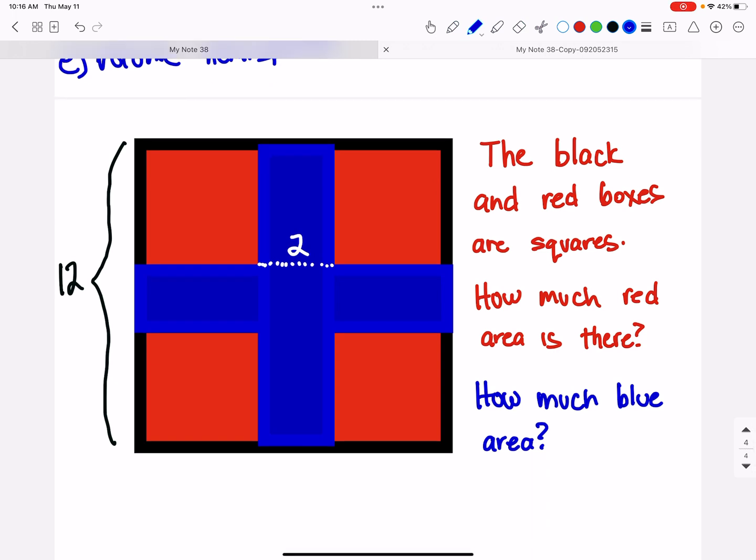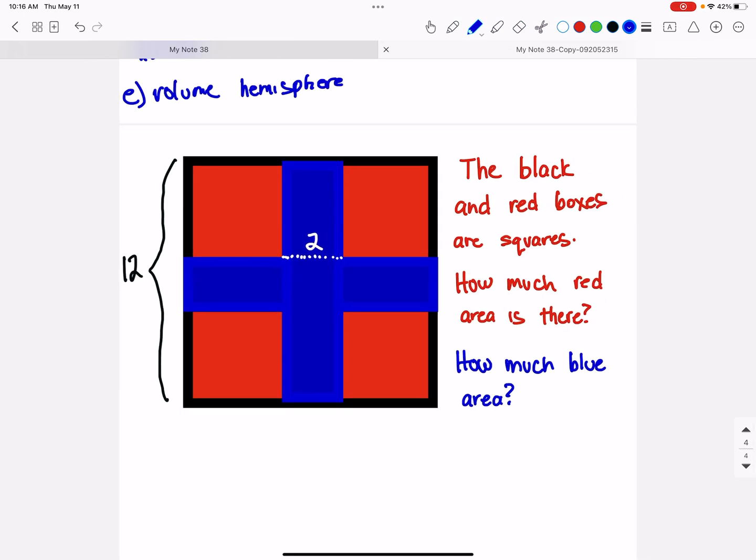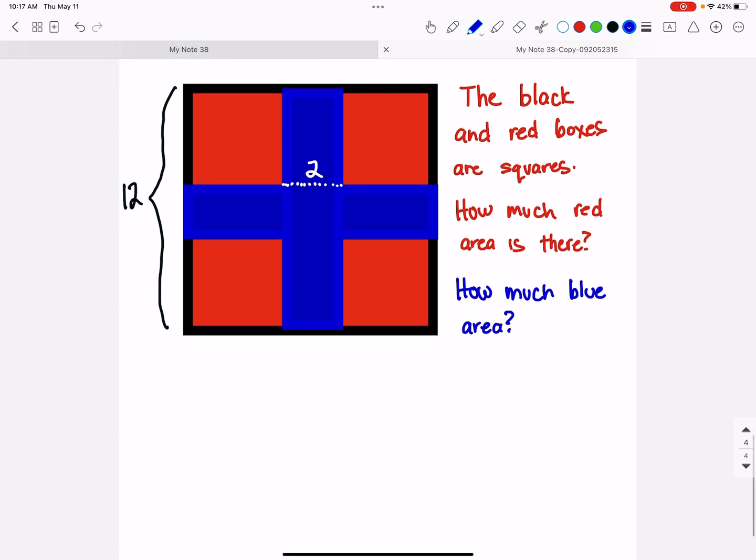And then finally, this one. Last year's performance task kind of looked like this. The black box is a square, which means it has the same side. So if one side's 12, the other side's 12. So the whole thing is 12 by 12. So the whole thing is 144, because length times width. 144 is units squared, how much is in the whole shape.